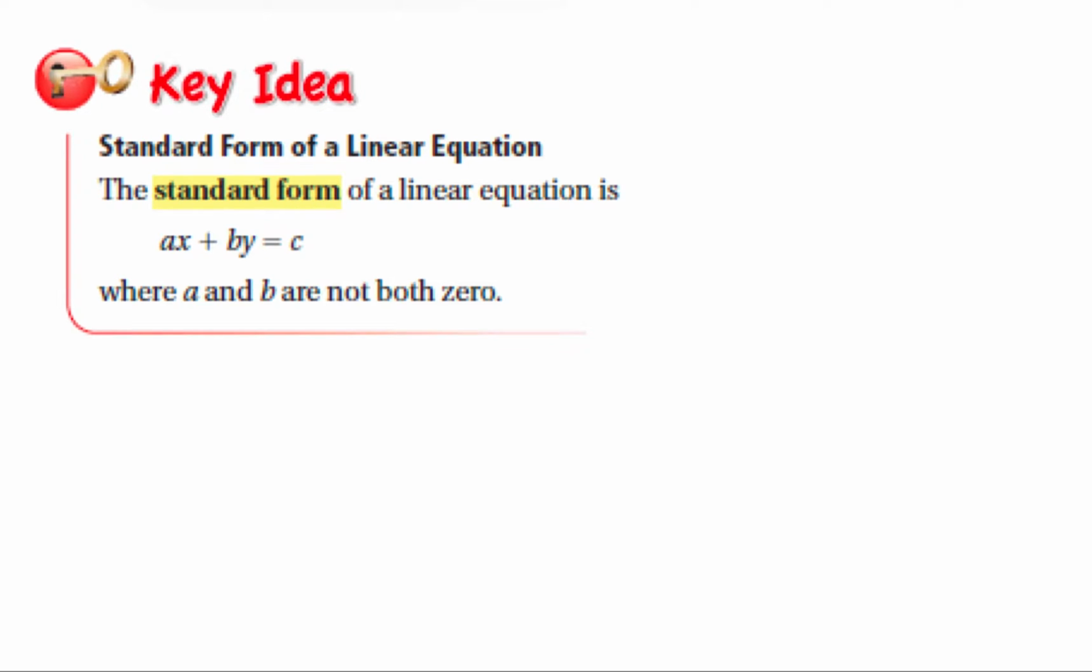When it looks like this one right here, it has a number and an x and a number and a y, and then another number on the other side of the equal sign. That's called standard form. Our general formula there is ax plus by equals c, where a and b are not both 0. So we have to have our x and our y together on the same side of the equal sign. That's what makes it a standard form equation.